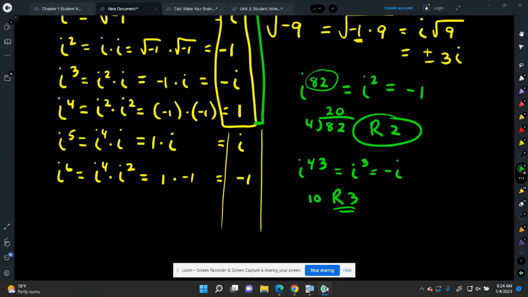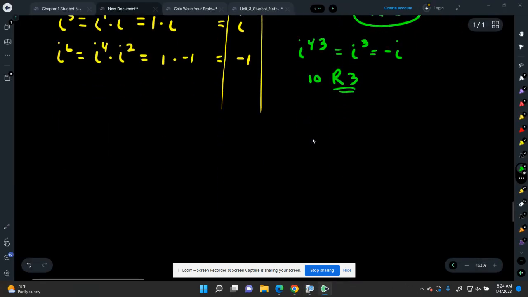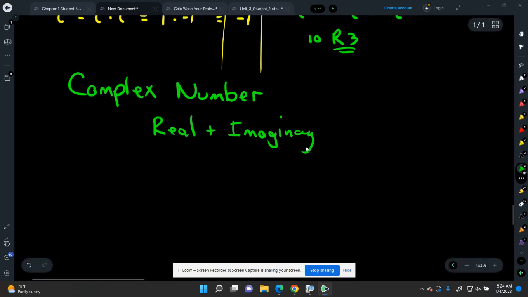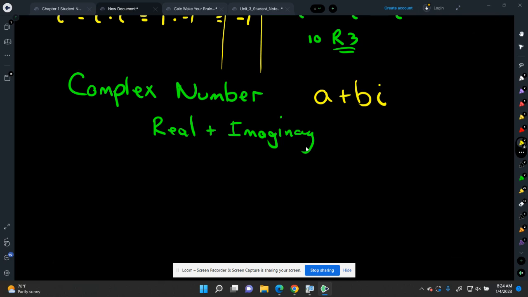Now, these are imaginary numbers. A complex number consists of a real number plus an imaginary number. The standard form of a complex number is A plus BI. A and B are real numbers, and of course I is our imaginary number. That has to be the form of the complex number.